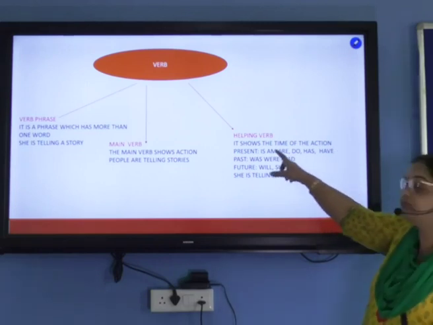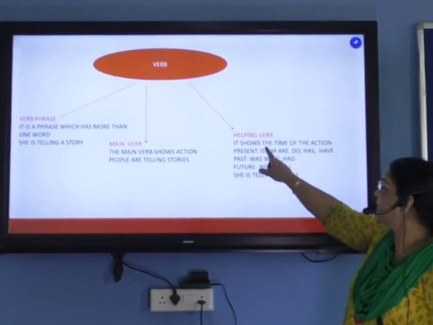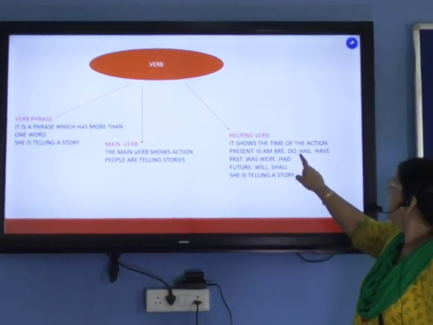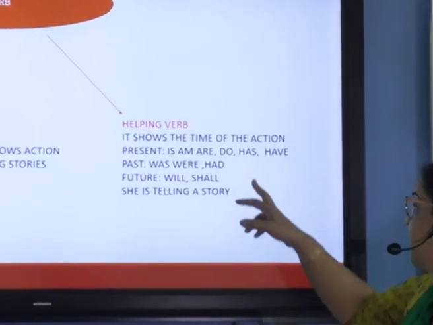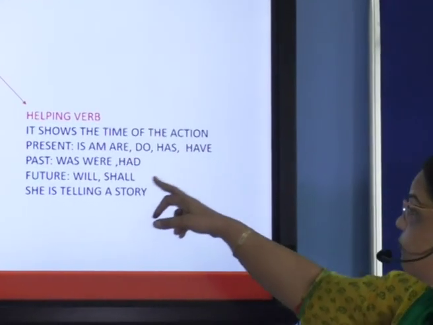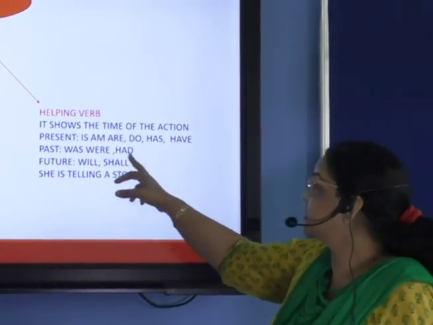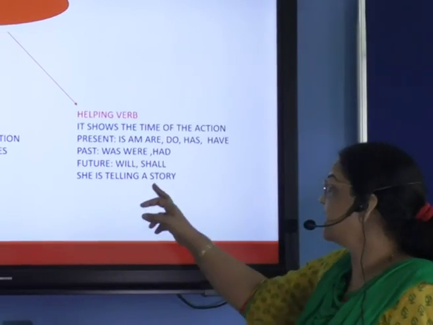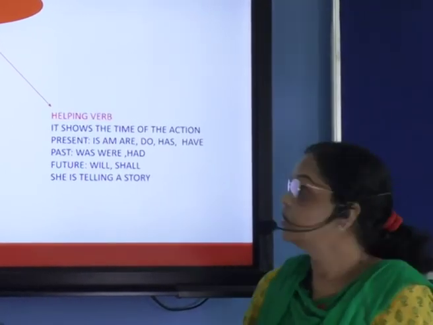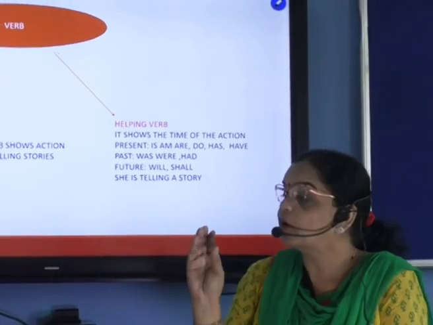So now we are going to deal with the present tense. Remember this, that in present the helping verbs are is, am, are, do and does. Does is the singular form of that. Has, have. Was, were in past; in future, will, shall. Actually we don't use shall now, we use only will. So, she is telling a story. I hope the verbs are clear, that is, what is a helping verb and what is a main verb.